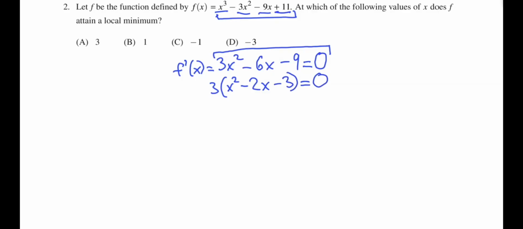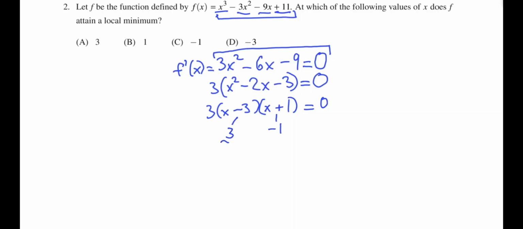All right, so now to solve this quadratic, let's factor the function. x squared minus 2x minus 3 factors into x minus 3 times x plus 1. And upon getting the zeros for this equation, we end up getting an x value of 3 or an x value of negative 1.